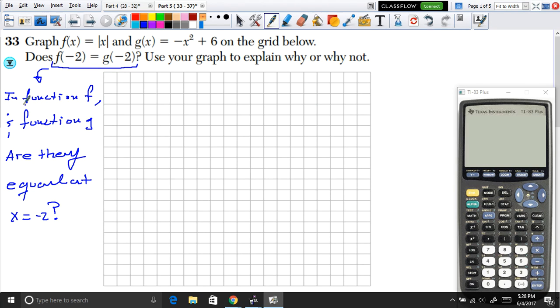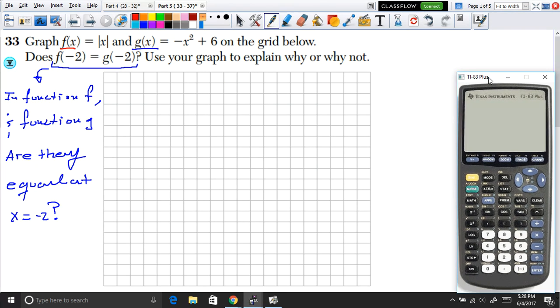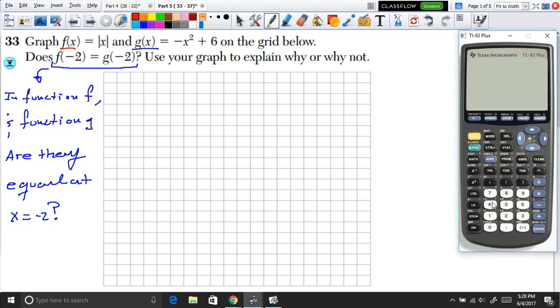This means that we're going to be looking at the graph of f and the graph of g, and we're going to see, are both of them equal at x equals -2? Okay. So in order to do that, we're going to use our calculator here. Now, f of x we're going to do in red, and g of x we're going to do in blue. So let's actually graph f of x first. So let's get our calculator here. Let's turn it on, clear this.